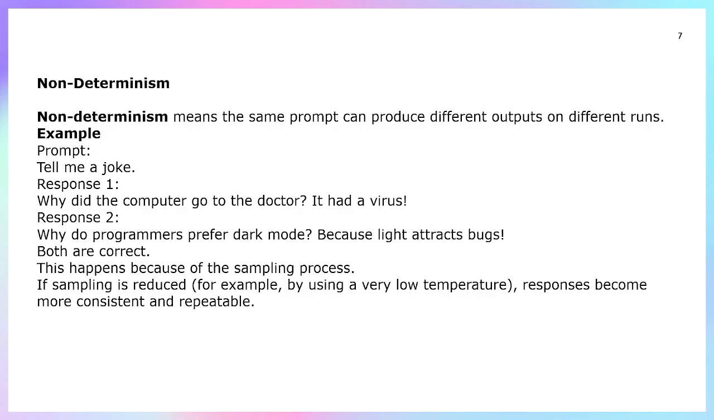So both are correct answers, right? But what happened? This happens only because of the sampling process. It means the model has two answers, and the one with the higher probability is what you get the first time. If you run the same question again, it may provide another answer. So if sampling is reduced, for example, you are using a very low temperature, the response becomes more consistent. So this is determinism.